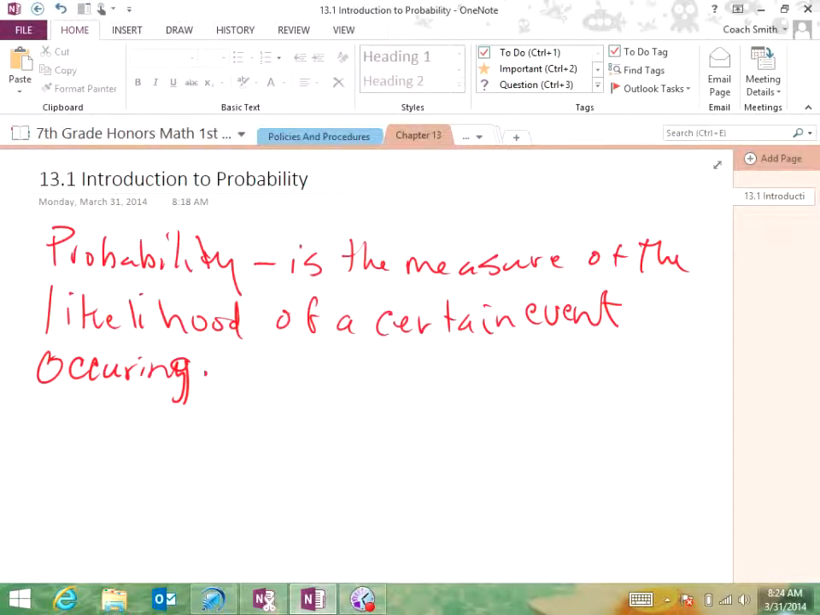Where you probably most of all hear about probability is in weather. Probability it's going to rain, probability it's going to snow, probability it's going to have severe storms, just many different places in weather you hear the word probability. What we're speaking of mathematically today is similar to that, but it's not necessarily what we're talking about.